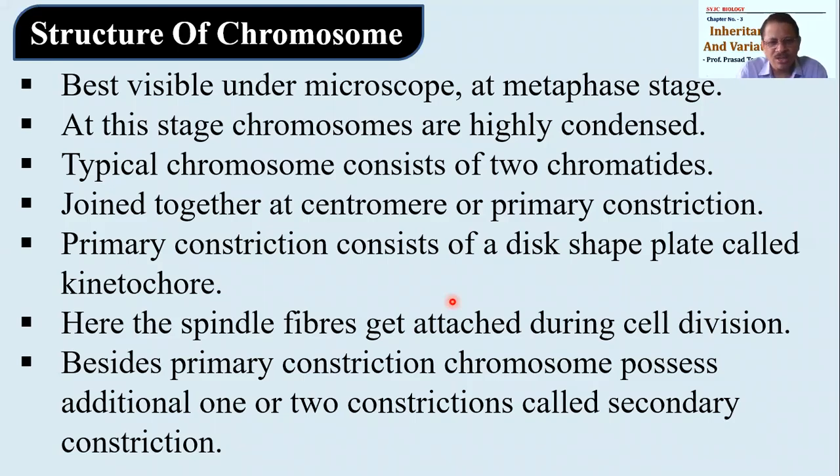Besides this primary constriction, the chromosomes might have secondary constrictions or tertiary constrictions. Generally, they are called secondary constrictions. They may be either one or two or maybe many in some cases, depends on the different chromosomes. These are called secondary constrictions. Remember it very well. Now, this is the general idea so far as chromosome is concerned.